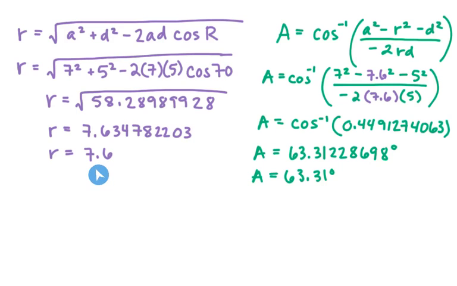I get my R is 7.6. And of course, when I do my cosine inverse and I use that 7.6, I'm using an exact value. I'm either storing it or I'm using the answer button. If you're still struggling with that, send me an email. I'll see if I can figure out another way to help you understand how to use your calculator better, because it's really your friend and you're always going to have it on your test. Anyhow, we get the angle for A is 63.31 degrees.